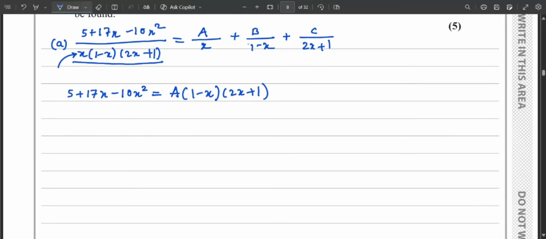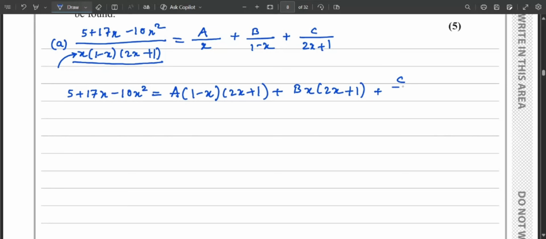We will repeat this process for b and for c. So b by 1 minus x, when multiplied by x into 1 minus x into 2x plus 1, we will see that 1 minus x will cancel out, and this will give us b into x into 2x plus 1.